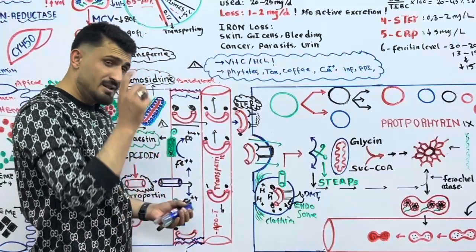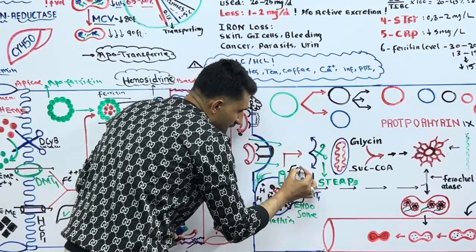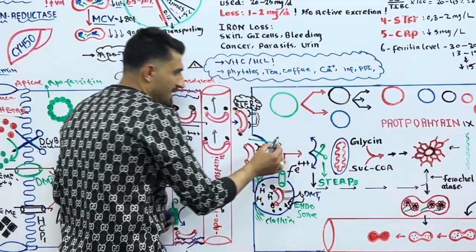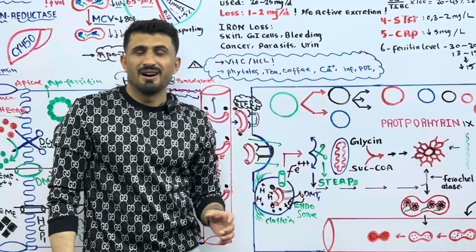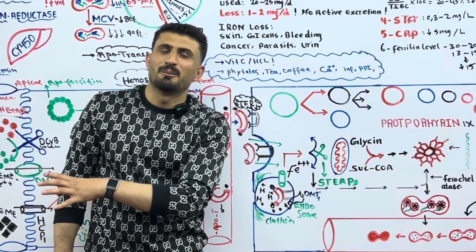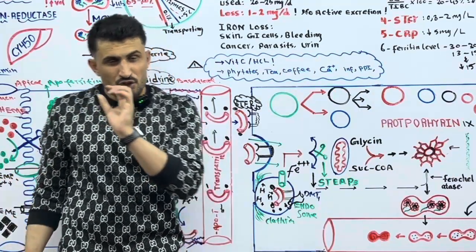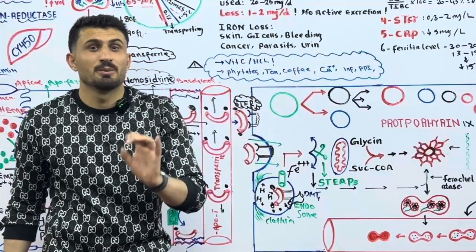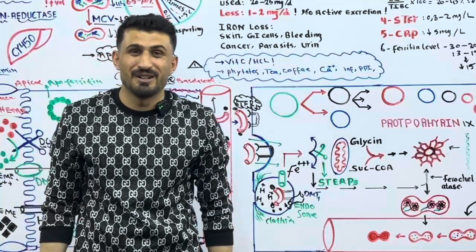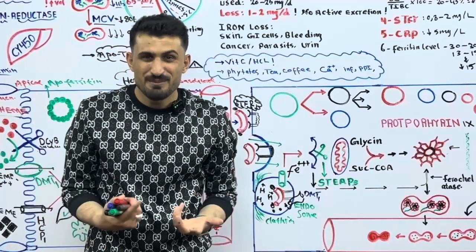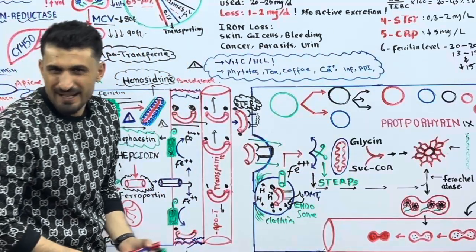Now, listen to me carefully. Which type of iron do we have now? Fe3 plus. We have Fe3 plus. Now, the absorbable form of iron should be Fe2 plus. The transportable form of iron should be Fe3 plus. And again, the usable form of iron should be Fe2 plus. It means I have to convert Fe3 plus again into Fe2 plus.